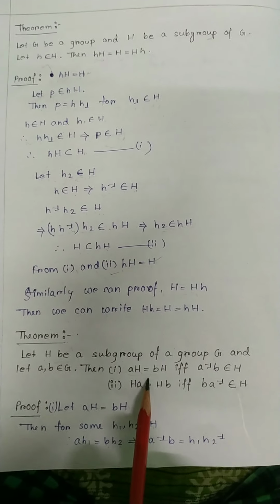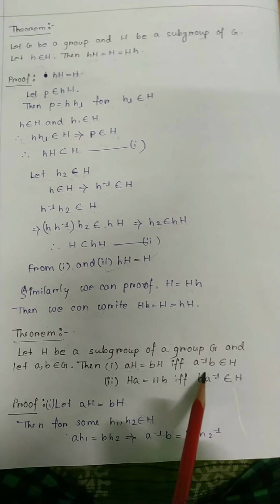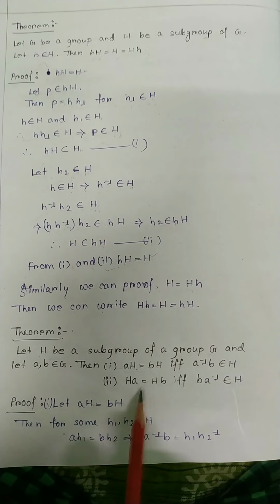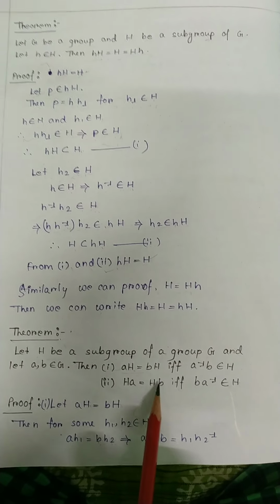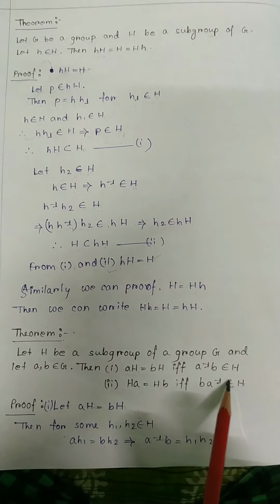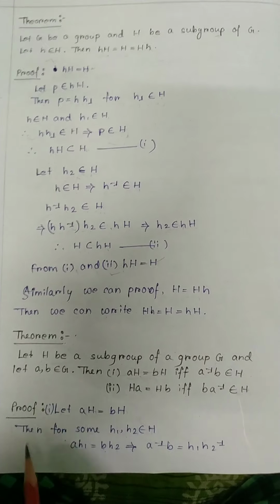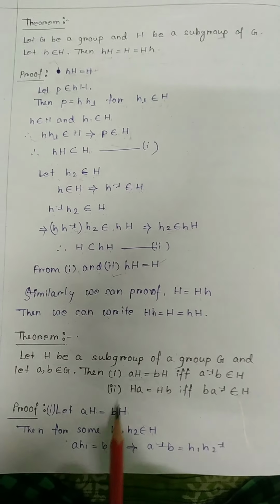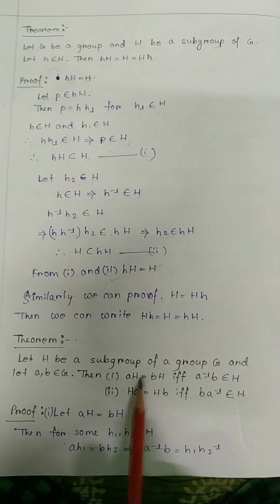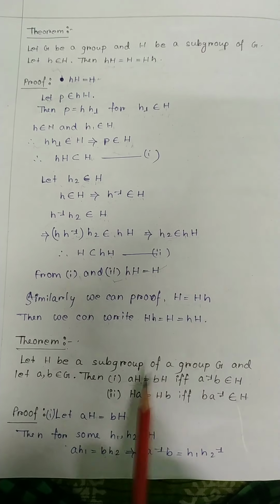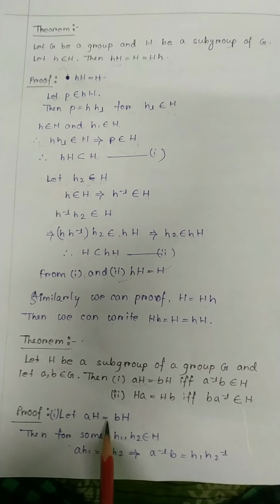Then aH equals bH if a inverse b belongs to H, and Ha equals Hb if ba inverse belongs to H. For the first proof, for the left coset, let aH equal bH. First we prove one direction, and then we prove the other. So aH equals bH, it is given.